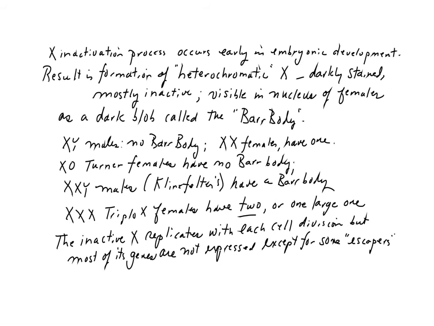Okay, triplo X females have two bar bodies or one large one. Every extra one is actually inactivated. There are some genes on the X that escape inactivation, but they're pretty rare, and some are important.